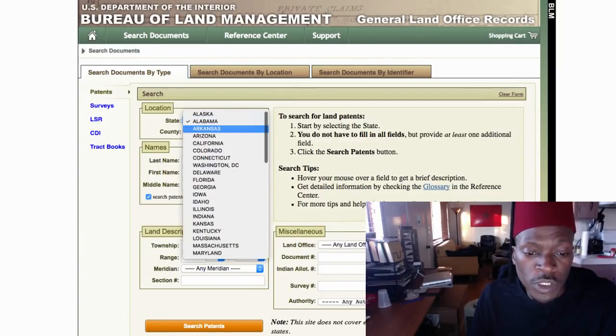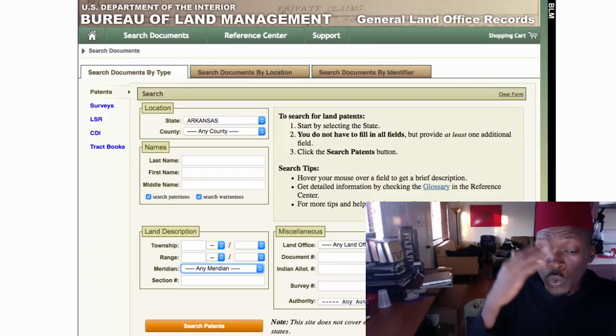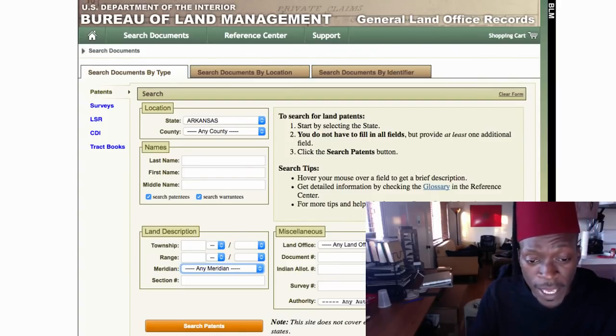But basically, you'll put your info in here, your state. You'll put the name if you knew who the original patentee was, but you'll put the township, the range, the meridian, the section, all that, and then you click Search Patents. And you will actually find the original land patent. It'll be an image of it, so you can read it and everything. Once you have that, you have the document information that you need, write it down, save it, or whatever.